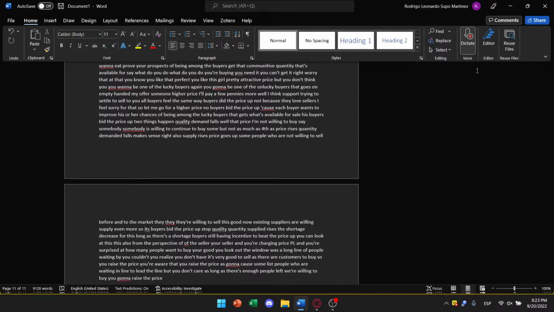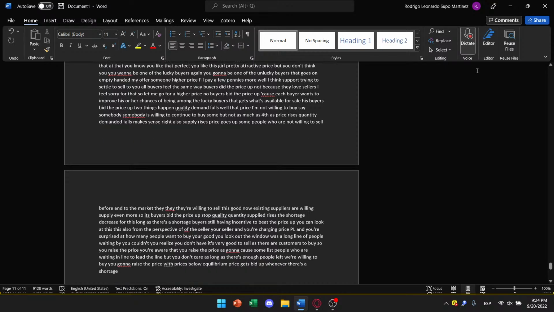When price is below equilibrium, price gets bid up to the equilibrium. Whenever there's a shortage, buyers have an incentive to bid the price up. Sellers have an incentive to raise the price. And that keeps happening until price hits the equilibrium level. And when it hits the equilibrium level, it stops. It no longer rises.